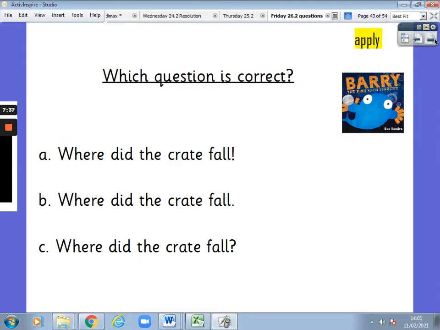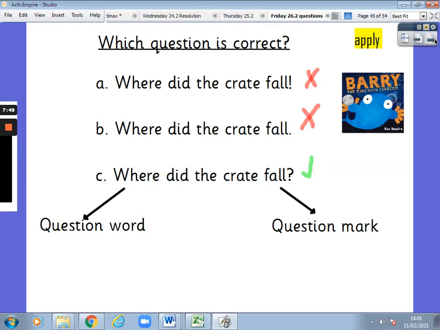Which question is correct? Is it A, where did the crate fall? B, where did the crate fall? Or C, where did the crate fall? It was C, where did the crate fall? C has got the question word where, and the question mark at the end. And it makes sense. Where did the crate fall?